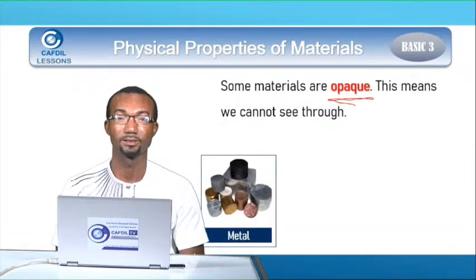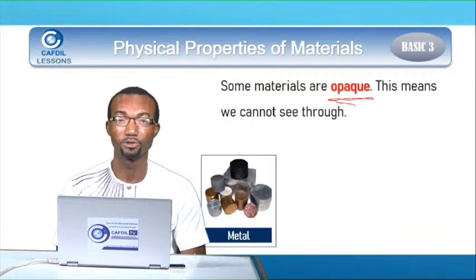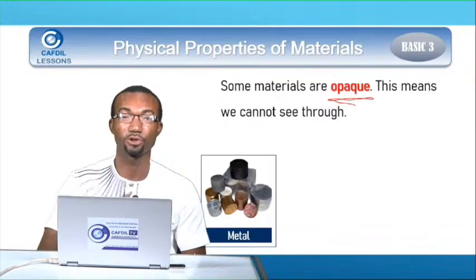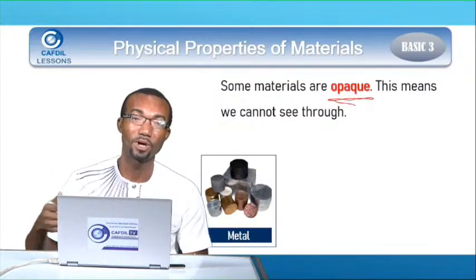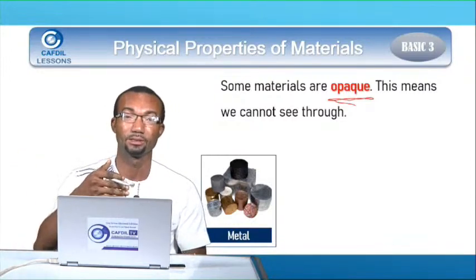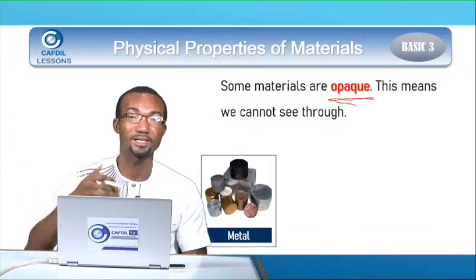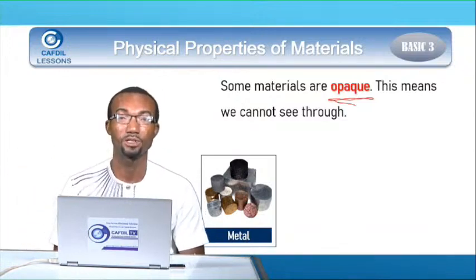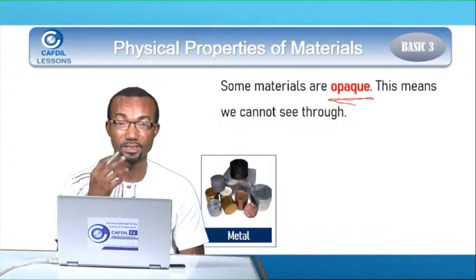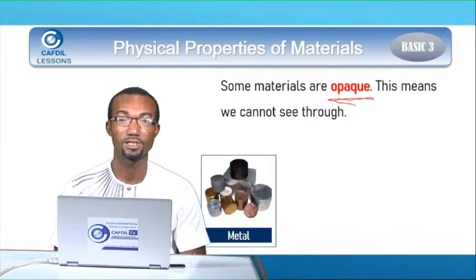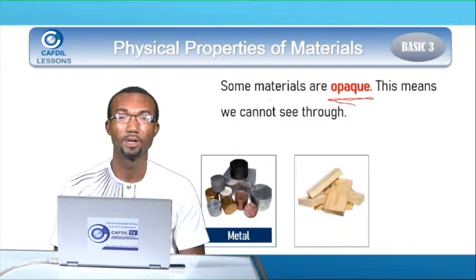We have metal. The metal is opaque. You cannot see through. So if I put a metal in front of you and I go and stand behind the metal, you cannot see me as I'm behind the metal, because that metal is opaque. We cannot see through.